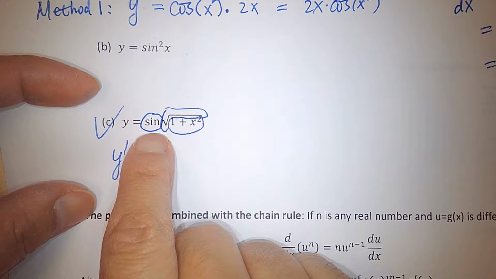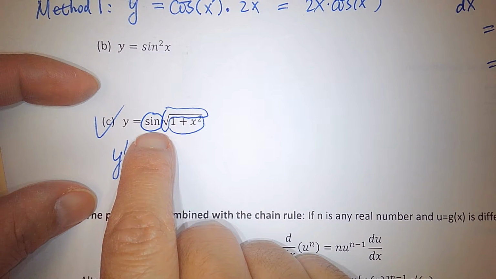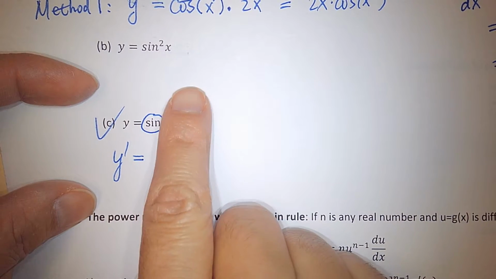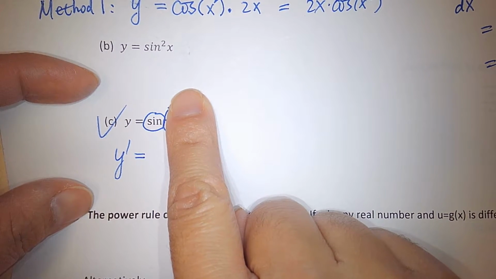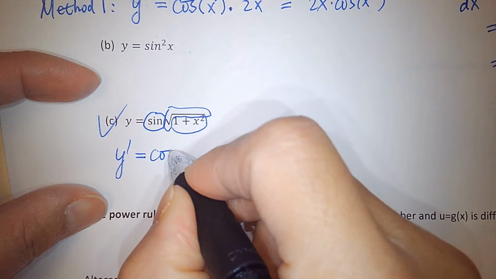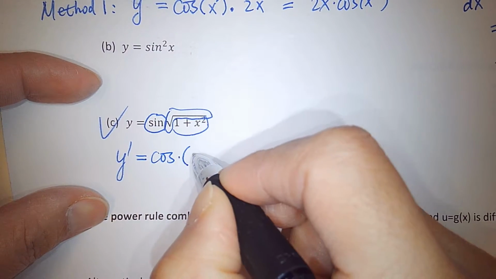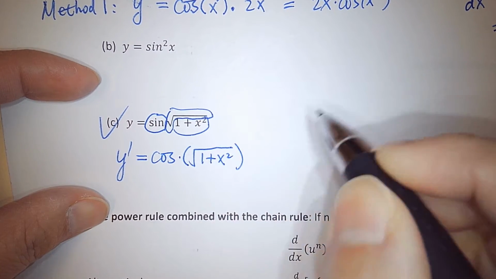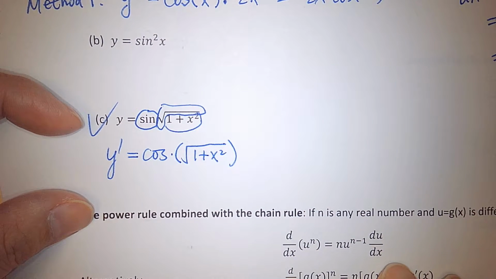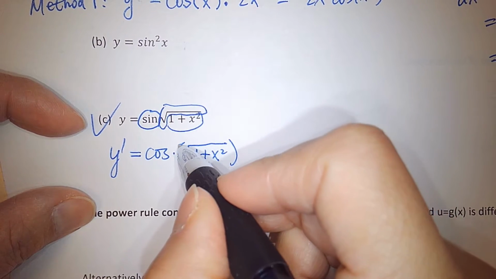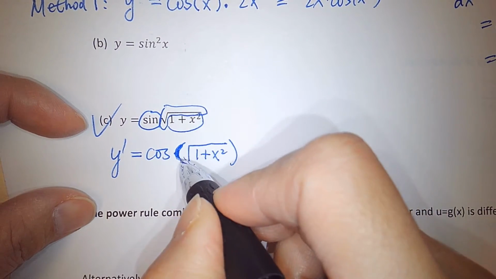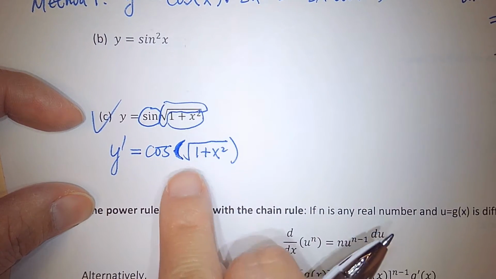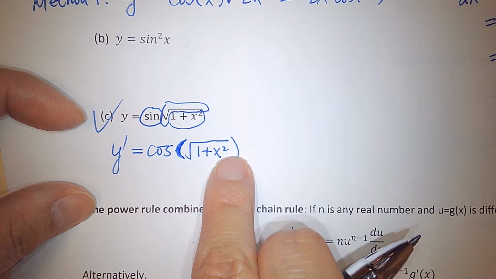We always start from the outer function. Okay, the outer function: sine of square root of whatever. What is the derivative of the sine function? Cosine. Okay, cosine of what? Cosine of whatever is remaining. This is not a product, okay? This is cosine of. Sorry, I don't mean that it's cosine times. It is cosine of square root of 1 plus x squared.